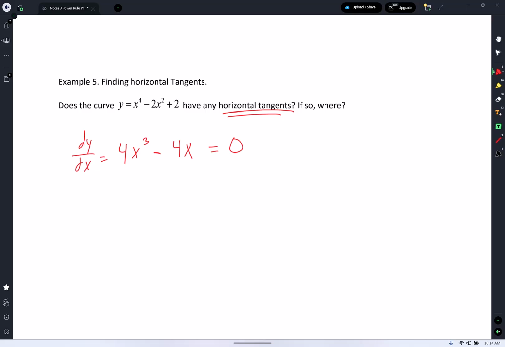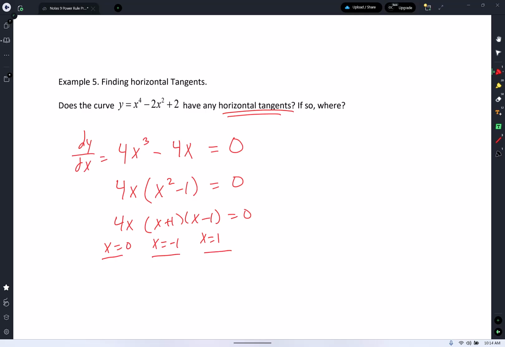All right, you're done. It just turns to algebra. I'm factoring out a 4x to make life easier. x squared minus 1 equals 0. I hope that you can see the difference of squares there. I guess I'll show it. 4x times x plus 1 times x minus 1. The only way this will be true is if x equals 0, if x equals negative 1, or if x equals 1. So this is where I have horizontal tangents. And there it is. That's it.